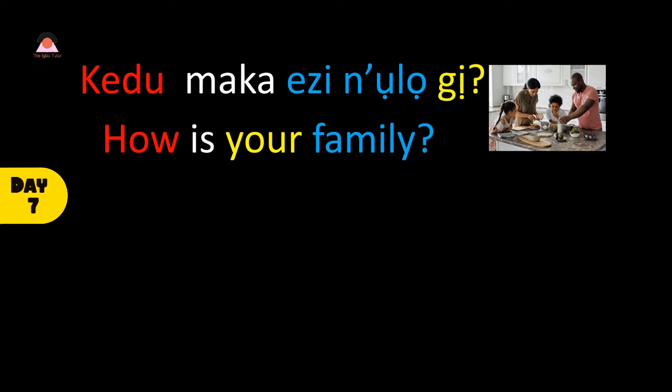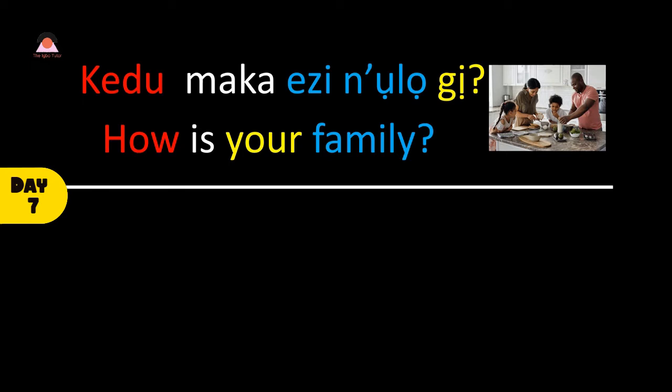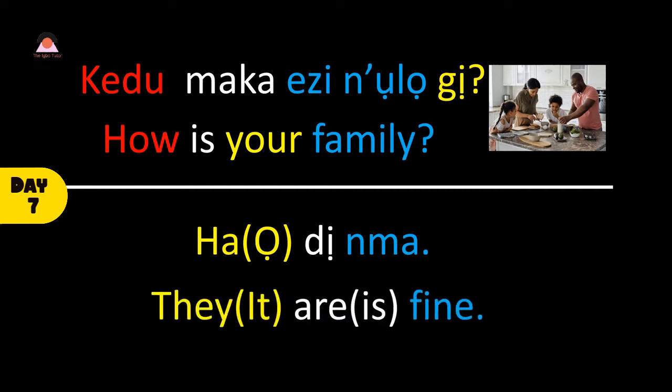Kedu maka ezinụlọ gị? If we ask you this question, what will be your response? You will say, Ha dị mma, or Ọ dị mma, which means they are fine or it is fine, depending on how you see your family. Looking up there, you see that family is represented by two words, ezi and ụlọ, joined together to mean ezinụlọ.